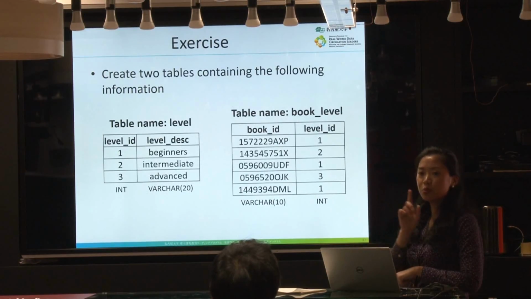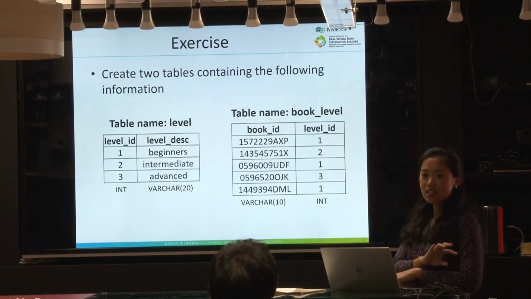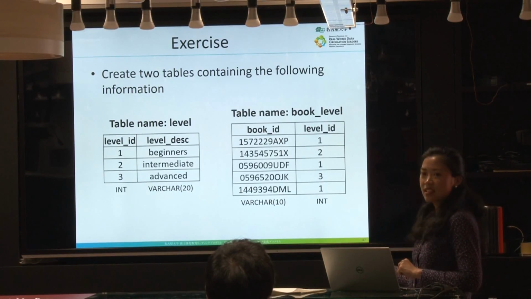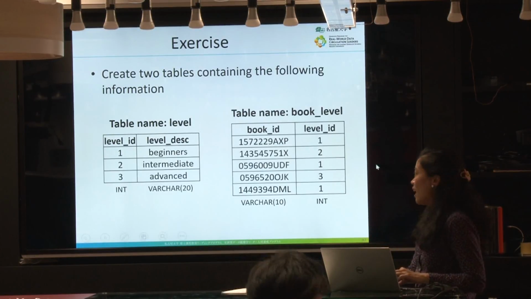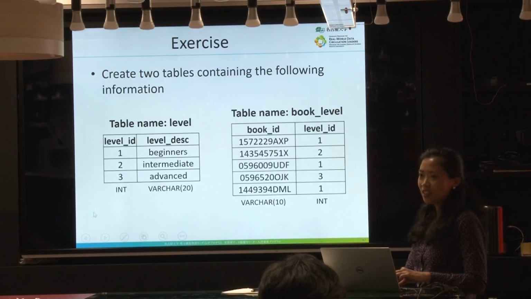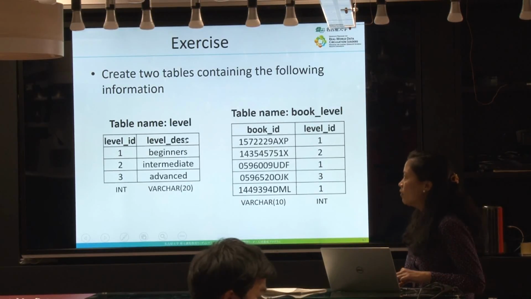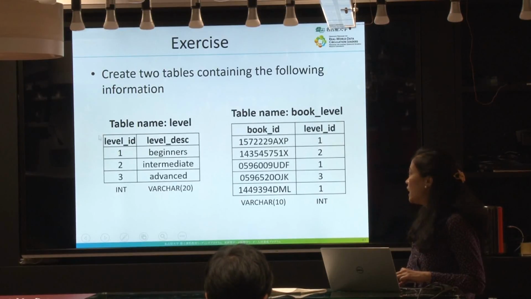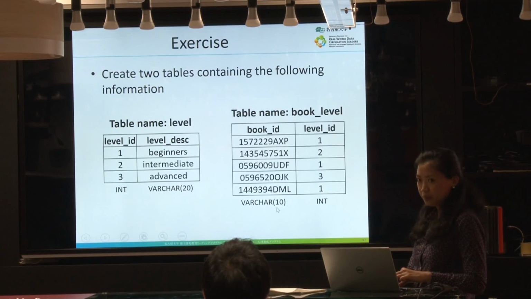For those who did not finish the first exercise, try to continue with that one. Plus these tables: create these 2 additional tables. I've specified what column type to use. For the table named level, you have 2 columns, level ID and level description. For level ID, use the int data type, and for the description, use the varchar data type. And same with book level.